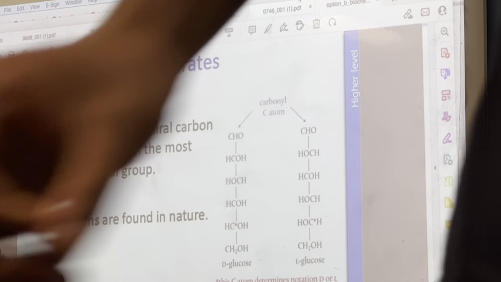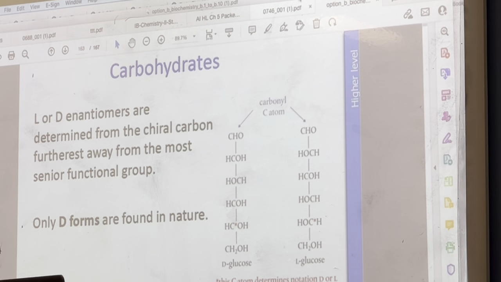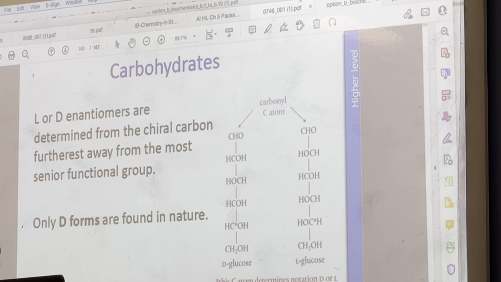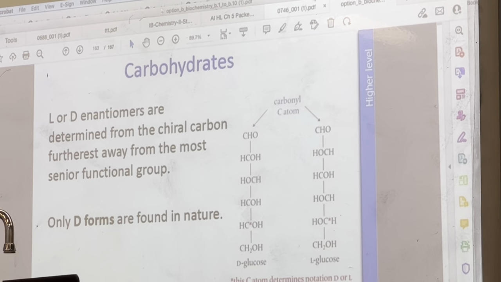Okay, so what I've been trying to tell you for a minute is that L and D are determined only by that singular carbon, and in nature we only have D. So just like all of your amino acids are L, all of your sugars are D. All amino acids are L in your body. The sugars in your body are D.